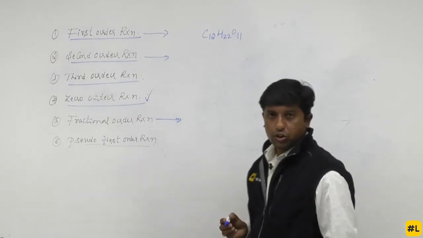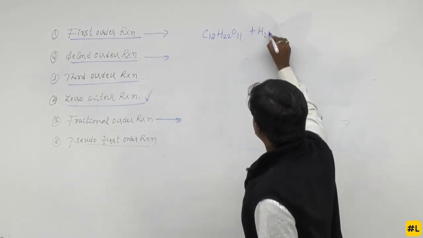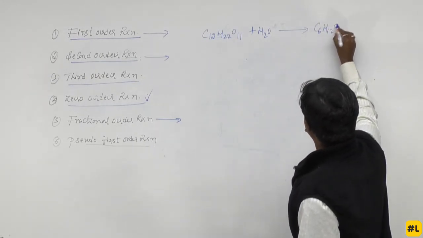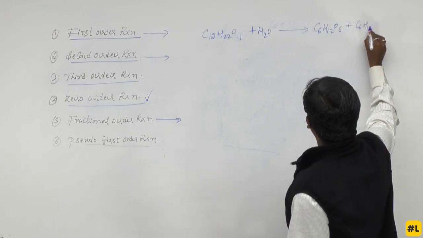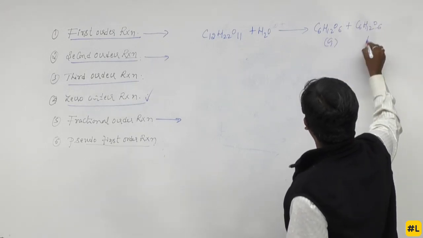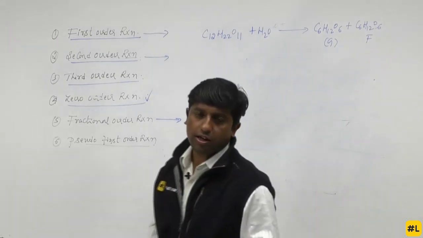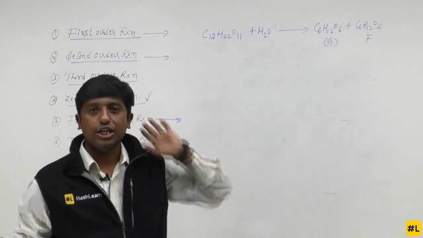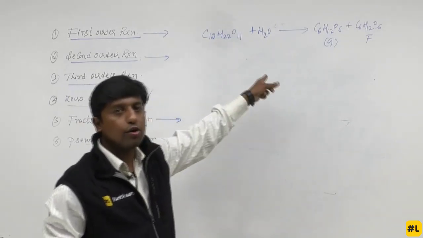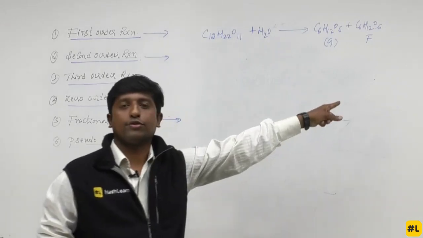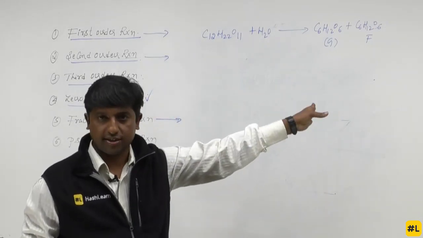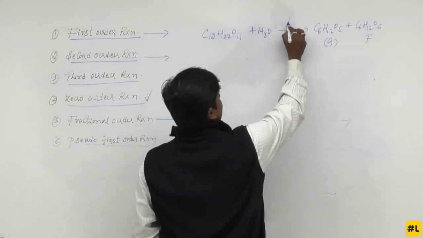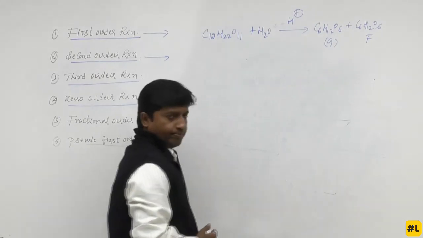sucrose. Sucrose on hydrolysis will give glucose, C6H12O6, and fructose, C6H12O6. Glucose and fructose have the same molecular formula. Glucose has an aldehydic group, fructose has a ketonic group. Glucose is called an aldohexose, fructose is called a ketohexose; they are sugars. Now, this is an example. The reaction is catalyzed by a mineral acid, H+.